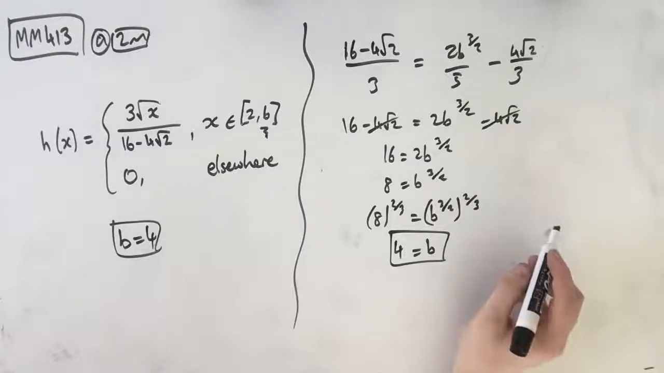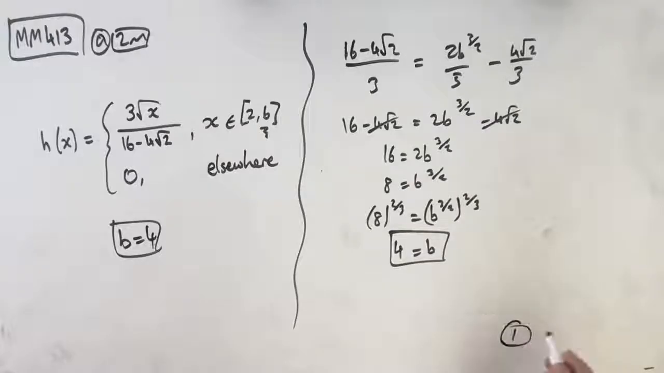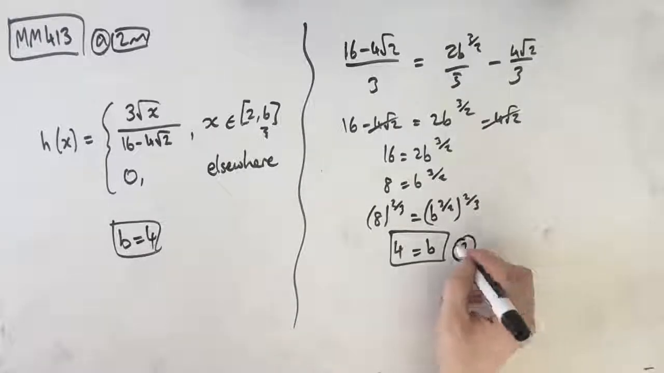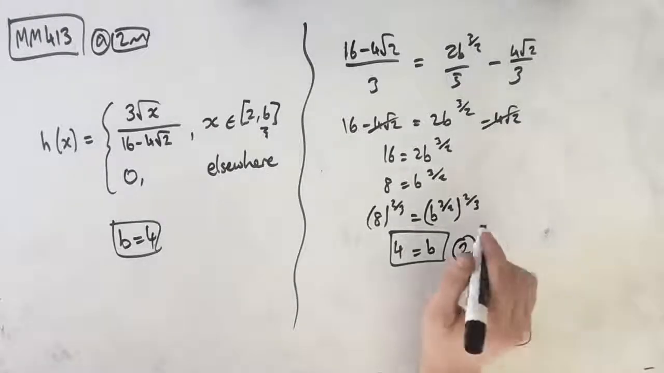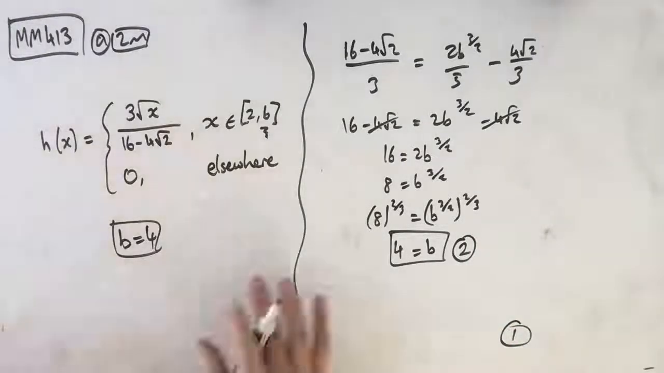Now our first mark comes when we sub in our integration. So basically like the step that we had down here. And then our second mark comes when we find that b is 4. Guys, that's it. We've shown that b equals 4. So let's move on to part B.